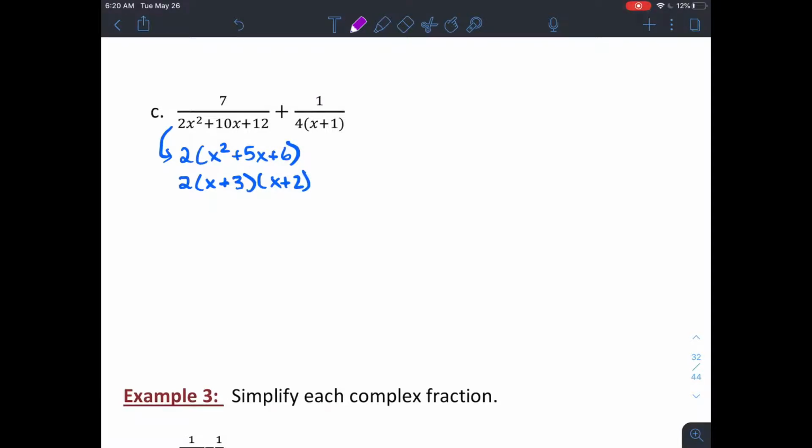So if you think about what's going to have to be in your common denominator, you're going to have, if you think about your 4, it's 2 times 2. So you're going to have a factor of 4, or 2 factors of 2. And then you're going to have all of those individual factors of x plus 1, x plus 2, and x plus 3.